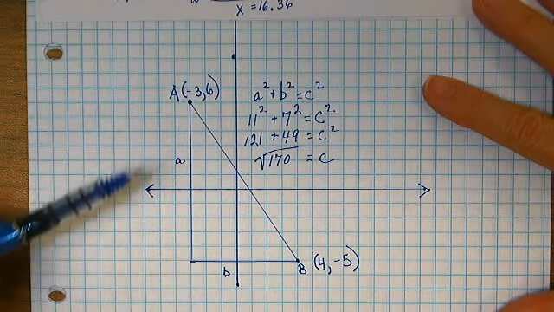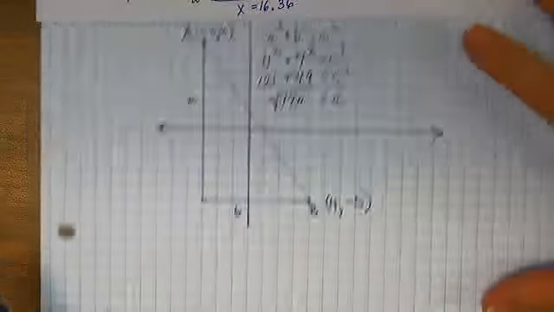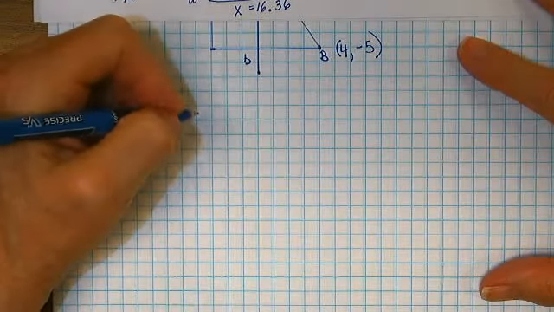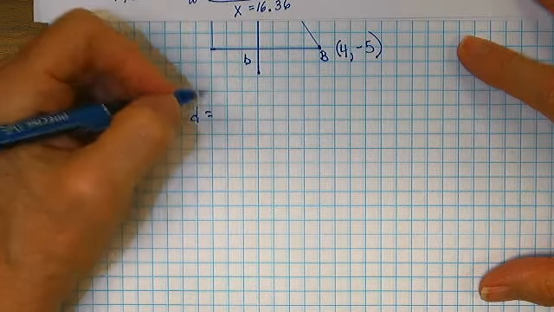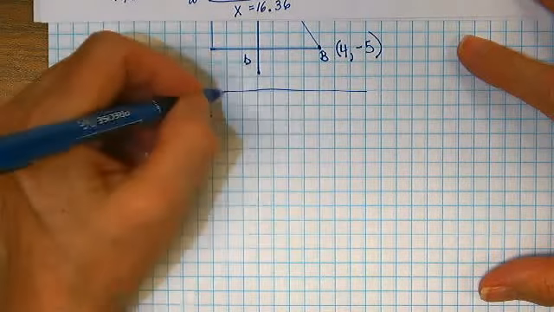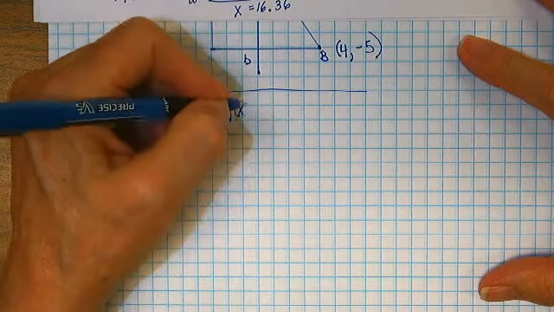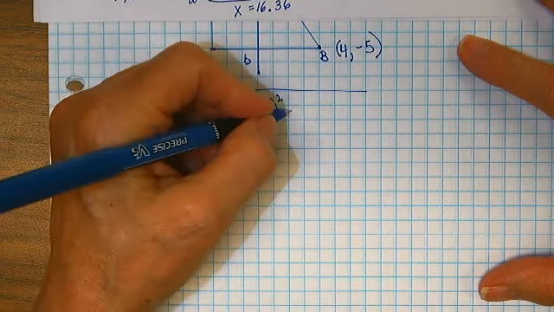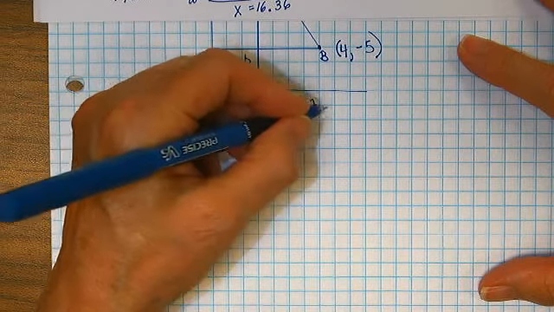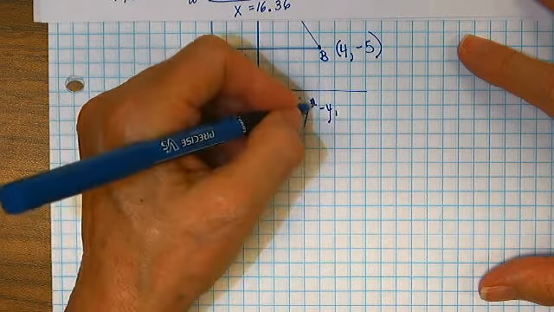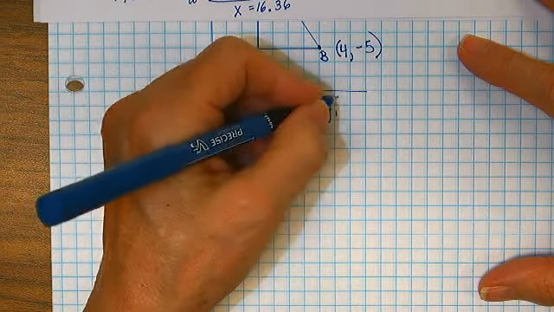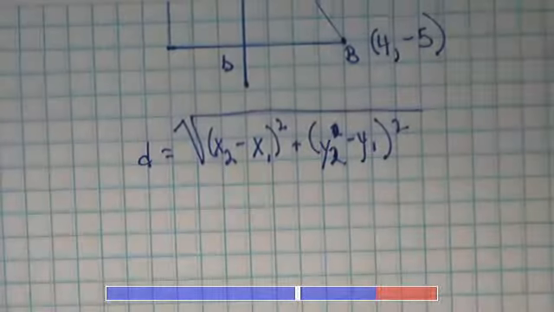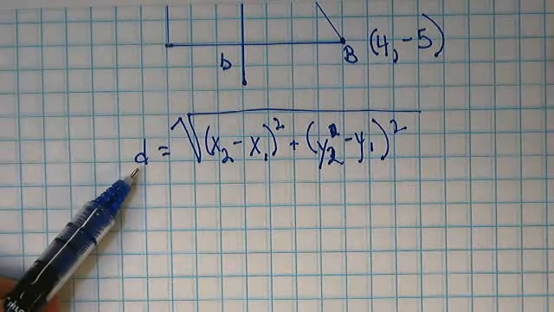But what if we don't like Pythagorean theorem? What if we really prefer the distance formula? The distance formula is: the distance is equal to the square root of (x2 minus x1) squared plus (y2 minus y1) squared. This is the distance formula for the general case.